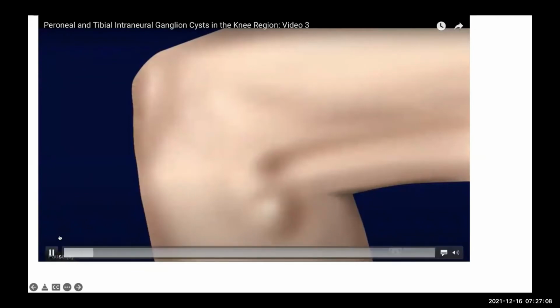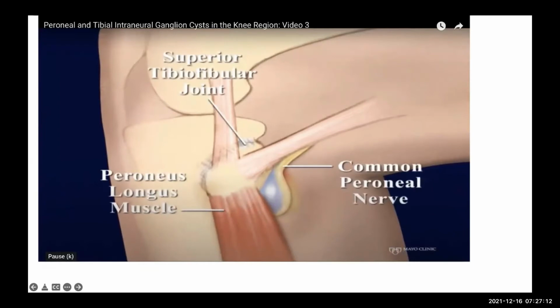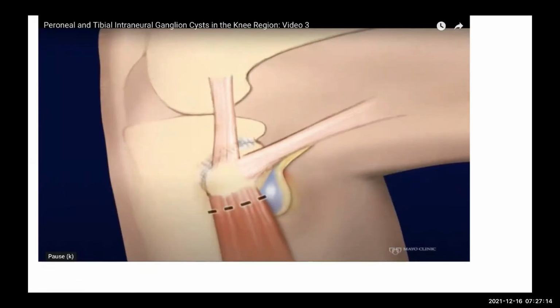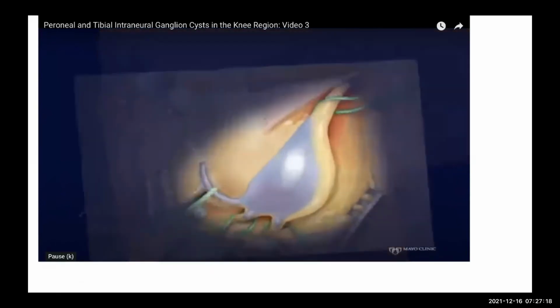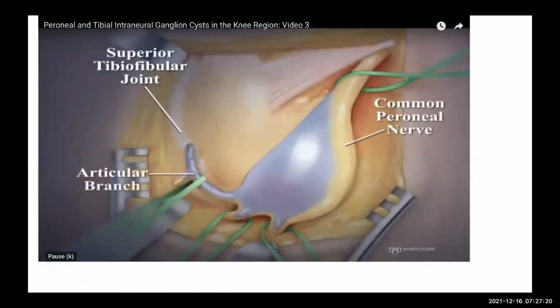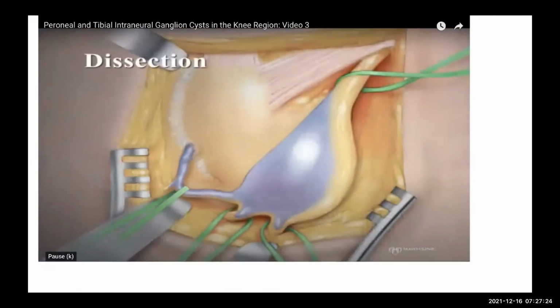this is not a very common thing we see. And Dr. Cote did this case. So you cut the muscle, find the nerve, the articular branch is what you have to find. If you don't find this, you don't cut it, then this is going to recur. And that's what's troubled surgeons for a long time.